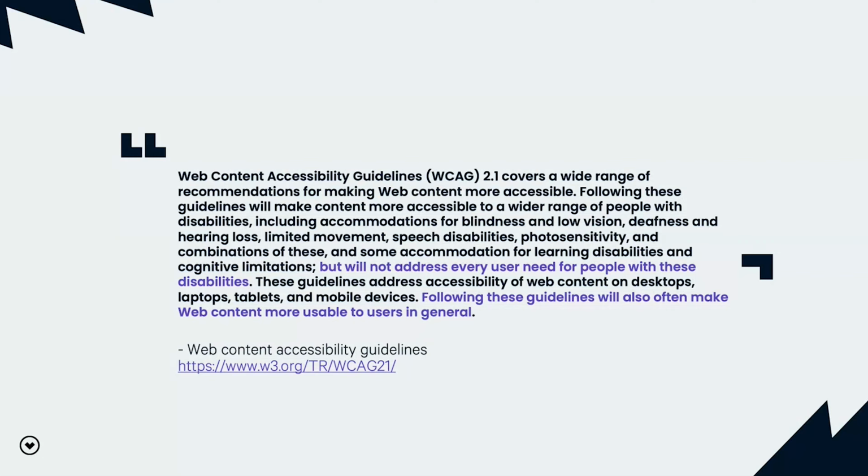Web Content Accessibility Guidelines, WCAG 2.1, covers a wide range of recommendations for making web content more accessible. Following these guidelines will make content more accessible to a wider range of people with disabilities, including accommodations for blindness and low vision, deafness and hearing loss, limited movement, speech disabilities, photosensitivity, and combinations of these, and some more accommodation for learning disabilities and cognitive limitations, but will not address every user need for people with these disabilities. These guidelines address accessibility of web content on desktops, laptops, tablets, and mobile devices. Following these guidelines will also often make web content more usable to users in general.